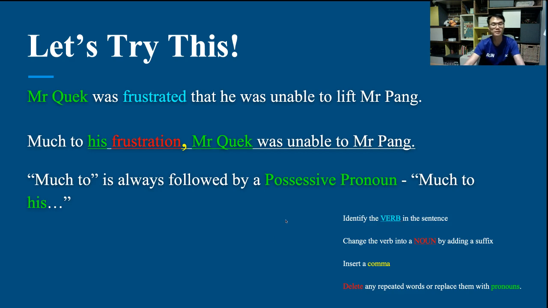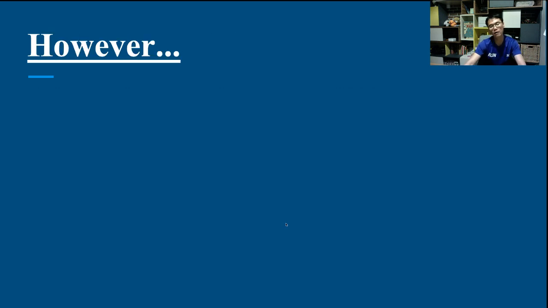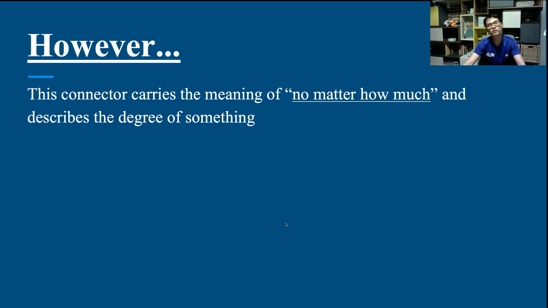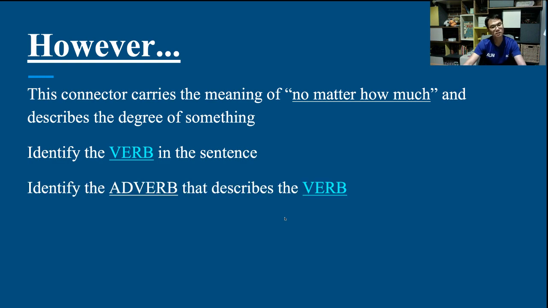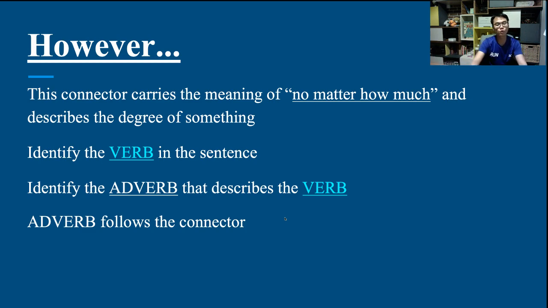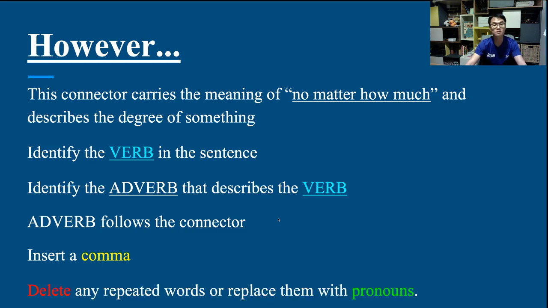Okay, let's move on to the next item now. However. So however has to do with the idea of no matter how much, the degree of something. Again, very much like the previous connector, identify the verb, identify the adverb that describes this verb, and then the adverb will connect itself or follow the connector however. Remember to insert a comma because however usually occurs in the front of a sentence, and delete any repeated words or replace them with pronouns.